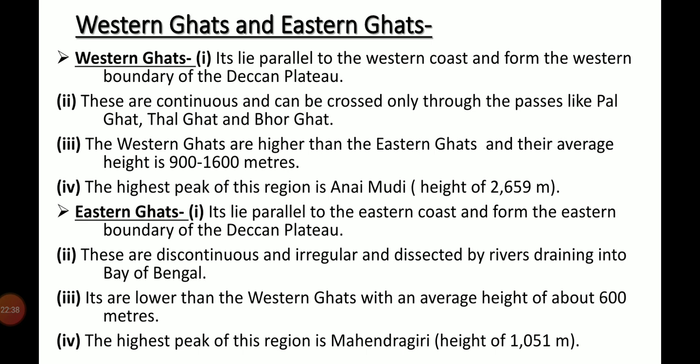Number 3. The Western Ghats are higher than the Eastern Ghats, and the average height is 900 to 1600 meters. But the Eastern Ghat is lower than the Western Ghat, with an average height of 600 meters. Number 4. The highest peak of the Western Ghat is Anaimudi and the highest peak of the Eastern Ghat is Mahendragiri. This is an important question in this chapter: the difference between Western Ghat and Eastern Ghat.